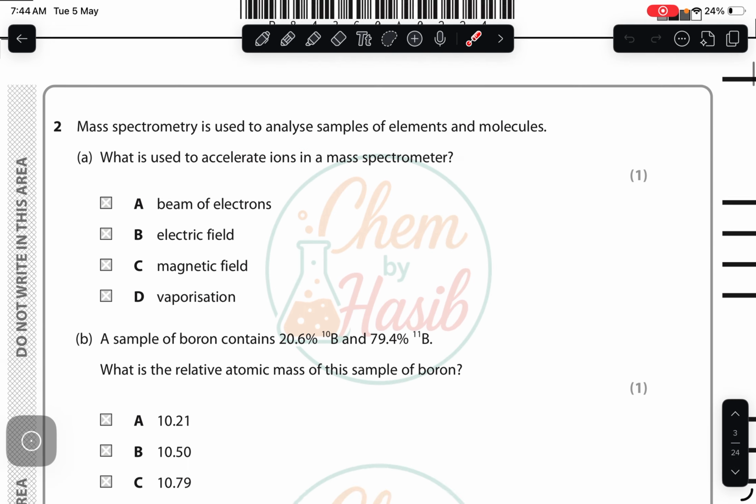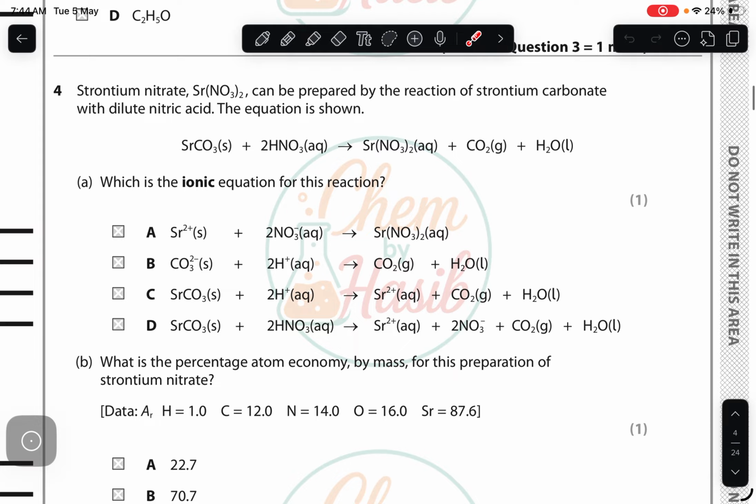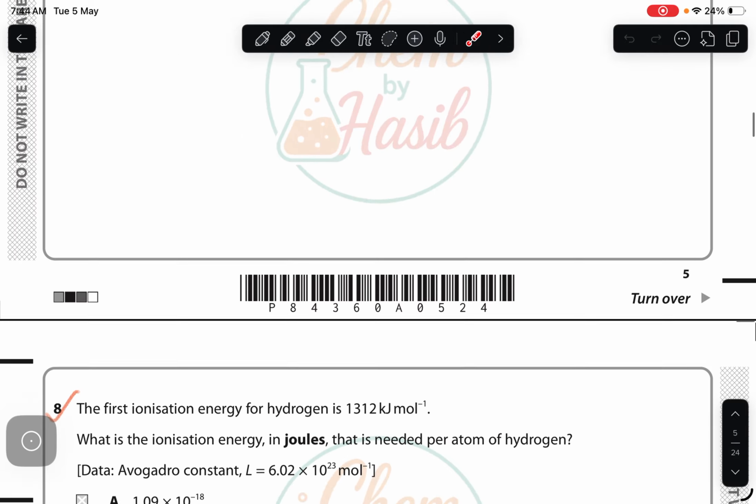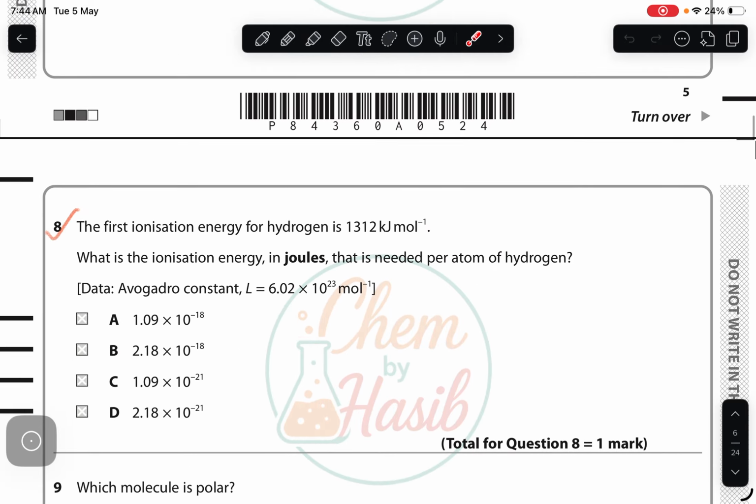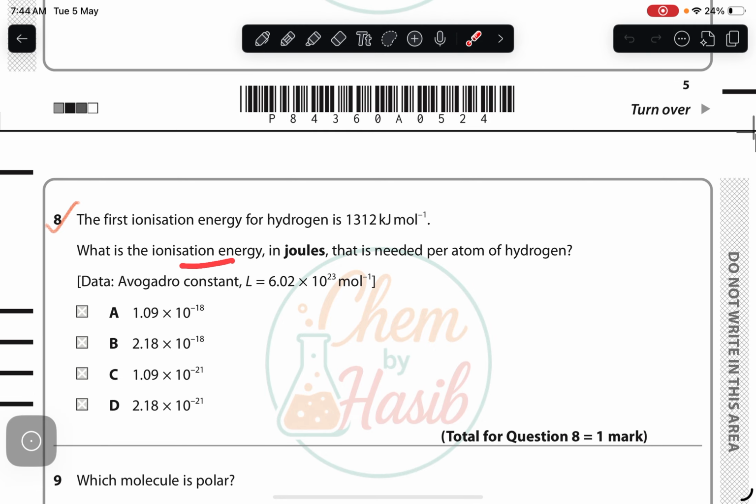So, the question is question number 8. It says that the first ionization energy for hydrogen is 1312 kilojoules per mole. What is the ionization energy in joules that is needed per atom of hydrogen? What is the energy required, or what is the ionization energy, for 1 atom of hydrogen, right?